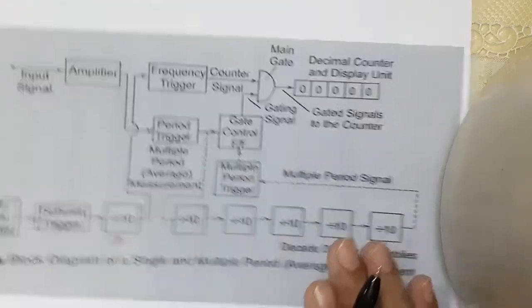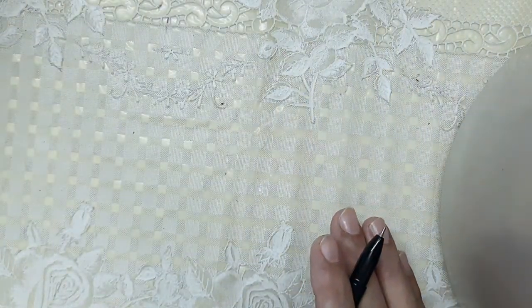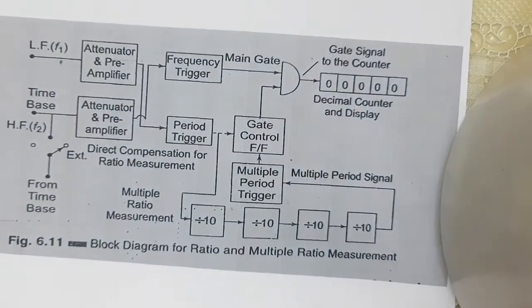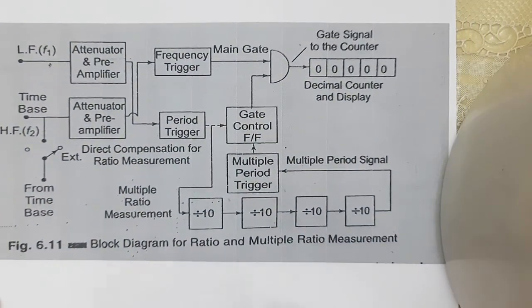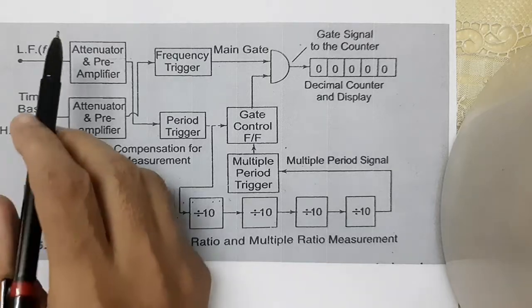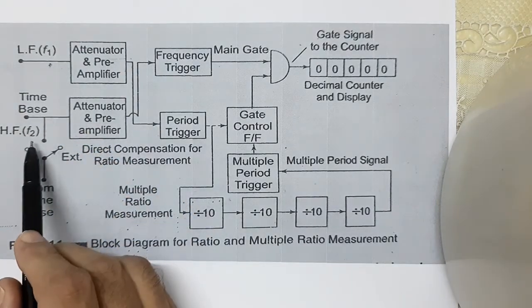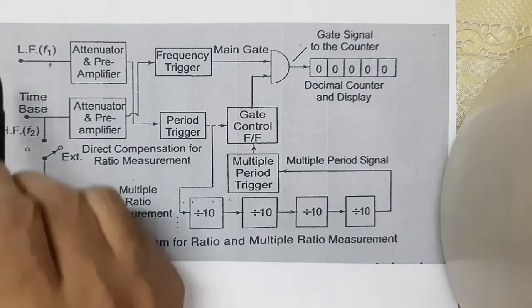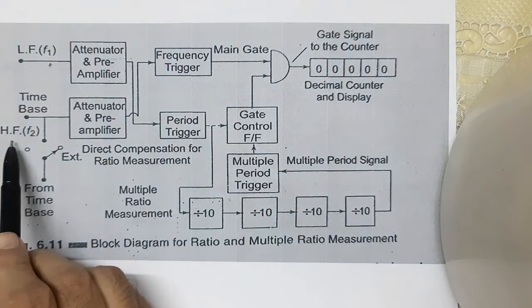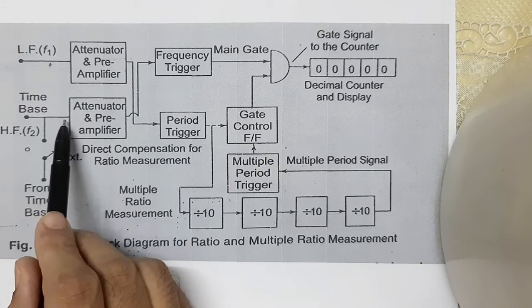For this ratio and multiple ratio measurement, the block diagram is like this. This is our block diagram for the ratio and multiple ratio measurement. What happens here? This is our first frequency F1. This is our second frequency F2, high frequency, low frequency. LF means low frequency, HF means high frequency. This is for the time base.